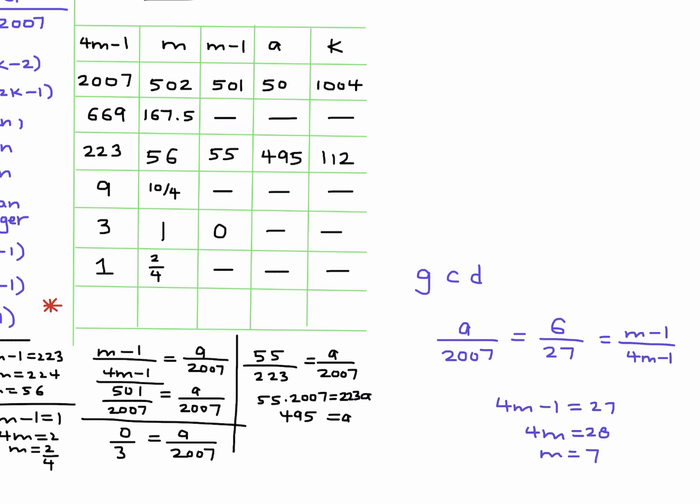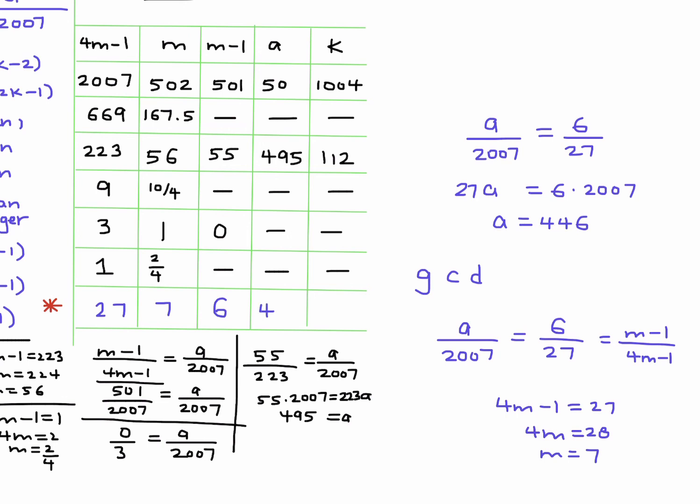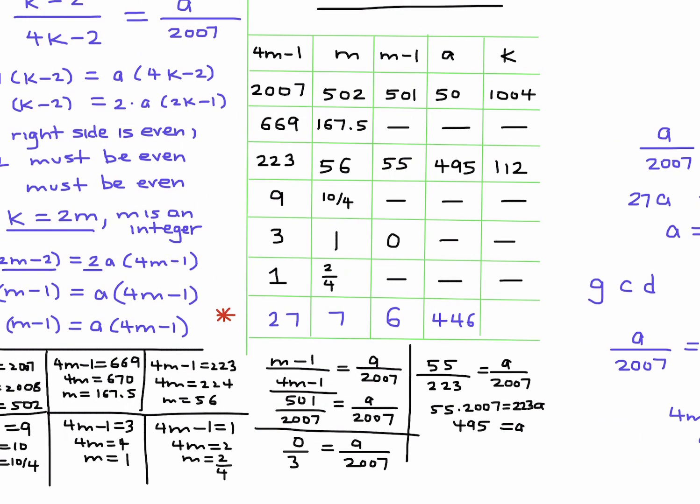So they're getting 27, 7, 6 for m minus 1, and then a over 2007 is equal to 6 over 27. So that means 27a is equal to 6 times 2007. A is equal to 446. So 446 goes in here. And then k, well, k is equal to 2m, right? We know that. We've been doing that all along right here. So since m was 7, k is 14.